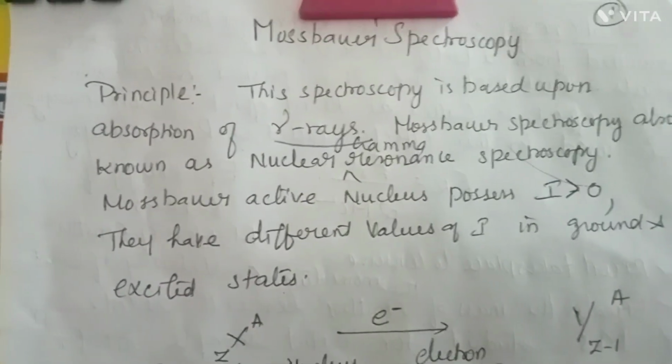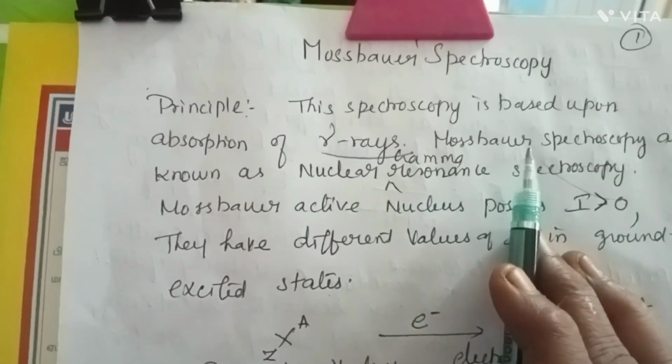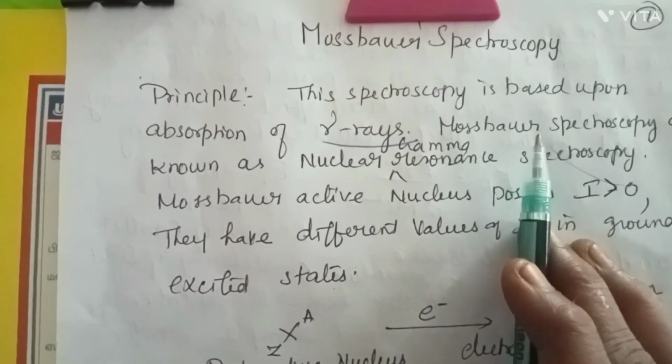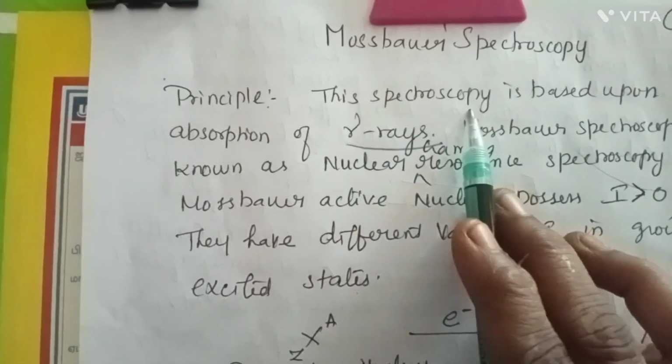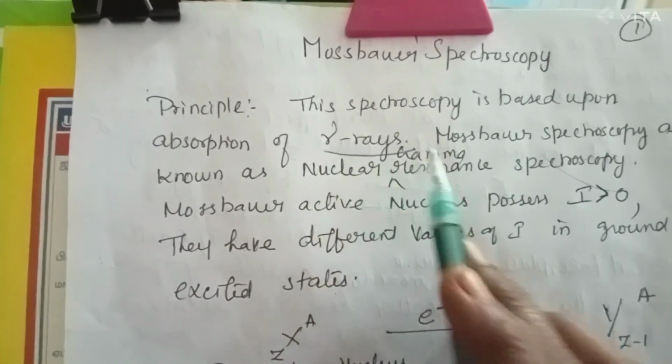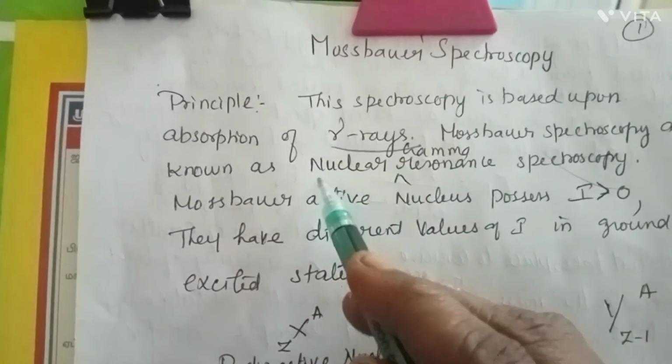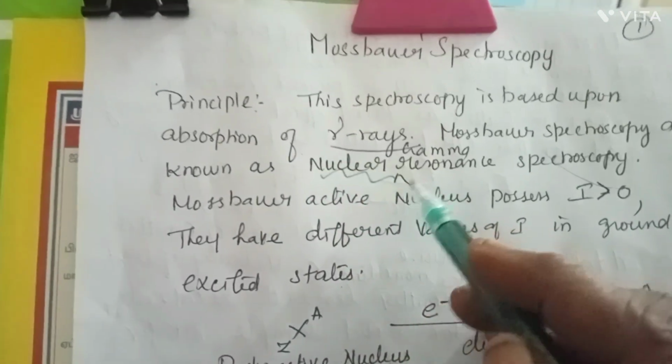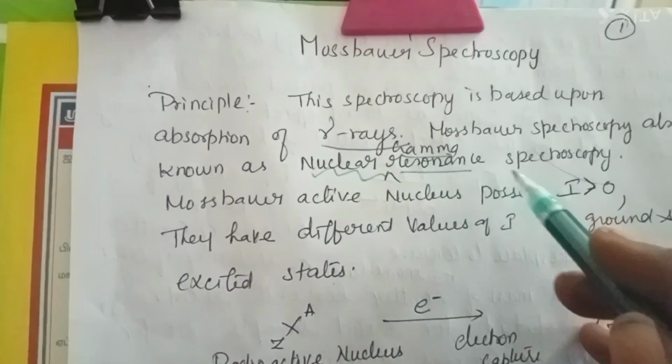Hello guys, let's see about Mossbauer spectroscopy. I have discussed the introduction in the previous video. This spectroscopy is based upon gamma ray absorption, so it's also known as nuclear gamma resonance spectroscopy.